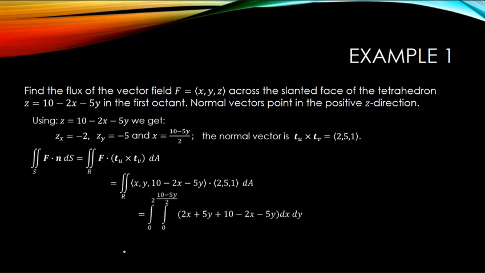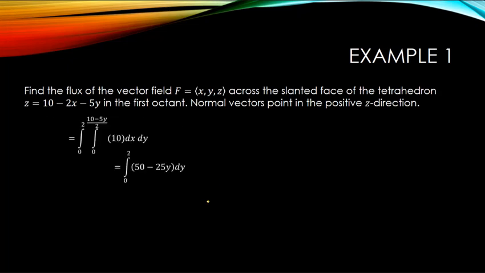This can now be written as an iterated integral from 0 to 2 of the integral from 0 to (10 minus 5y) over 2 of (2x plus 5y plus 10 minus 2x minus 5y) dx dy. This gives me an integral from 0 to 2 of an integral from 0 to (10 minus 5y) over 2 of 10 dx dy. I work with the inner integral first, and I get an integral from 0 to 2 of the quantity 50 minus 25y dy, which becomes 50y minus 25 halves y squared evaluated from 0 to 2, and it gives me 50. This is the flux of my vector field.